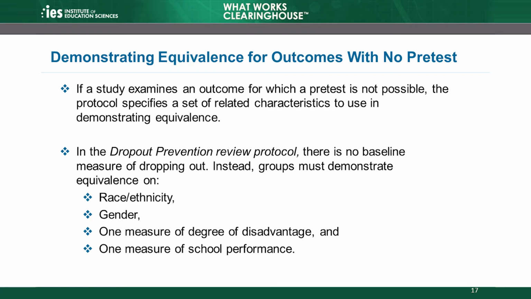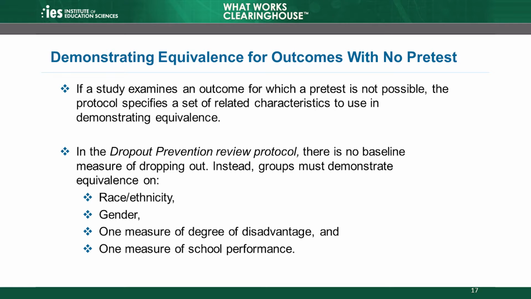For these kinds of outcomes that have no pretest, the protocol lists one or more related characteristics on which the study must show equivalence. For example, studies of dropout prevention have no baseline measure of dropping out. Instead, the Dropout Prevention Review Protocol requires studies to show equivalence in several other areas: race or ethnicity, gender, one measure of disadvantage, such as the percentage receiving free or reduced price lunch, and one measure of school performance, such as achievement or attendance.